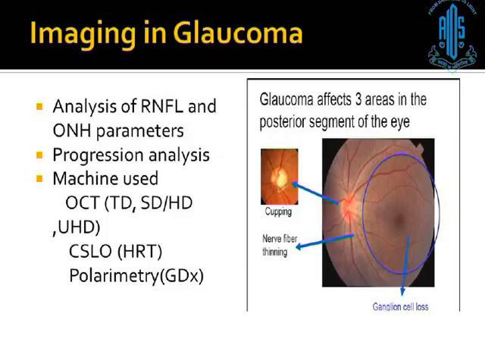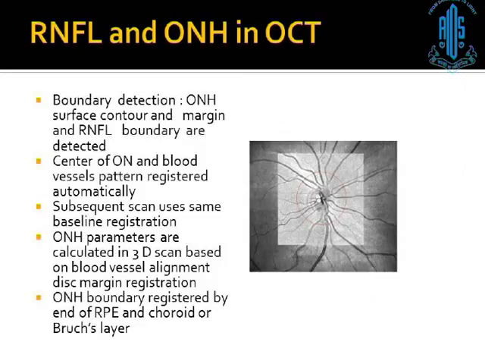What all do we look at to diagnose glaucoma? You just look at this picture. We assess the optic nerve head. We see the cup in the center. We look at the neuroretinal rim. We look at the RNFL, and we look at the macular area. And all these things can be assessed by the OCT.